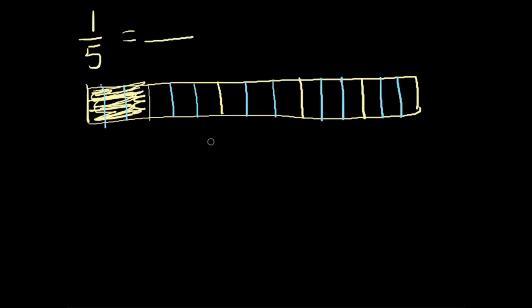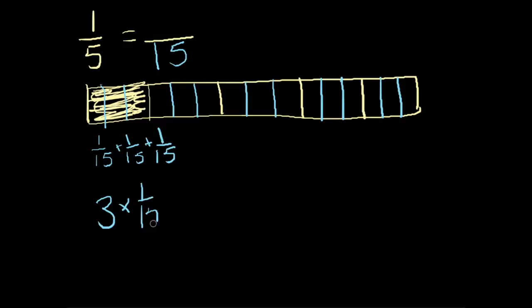Now I want to figure out how many equal parts I have in this new tape diagram. And the answer is 15. So I have 15 equal parts. Now this 1/5, I know I can write as the sum of unit fractions: 1/15 plus 1/15 plus 1/15, or 3 equal groups of 1/15. So 1/5 is equal to 3/15.